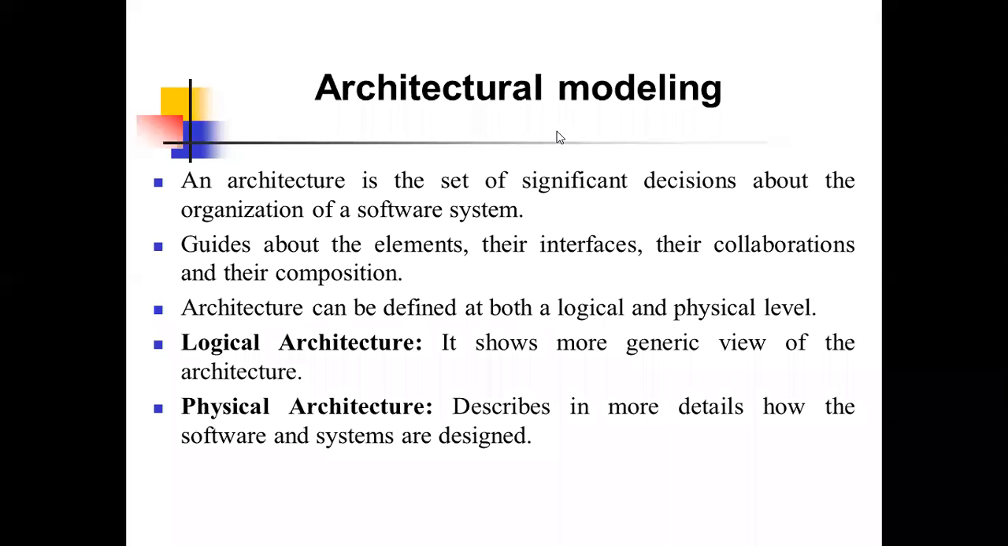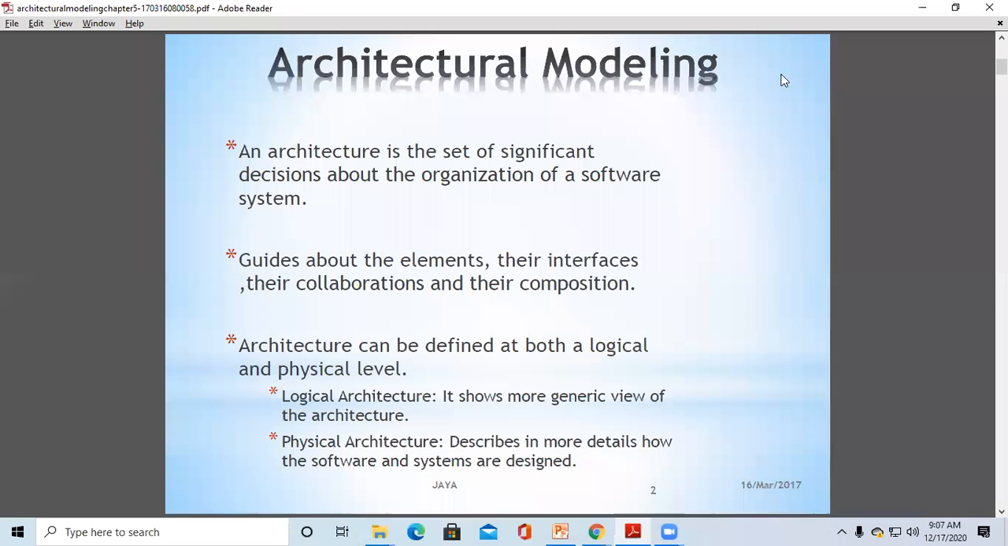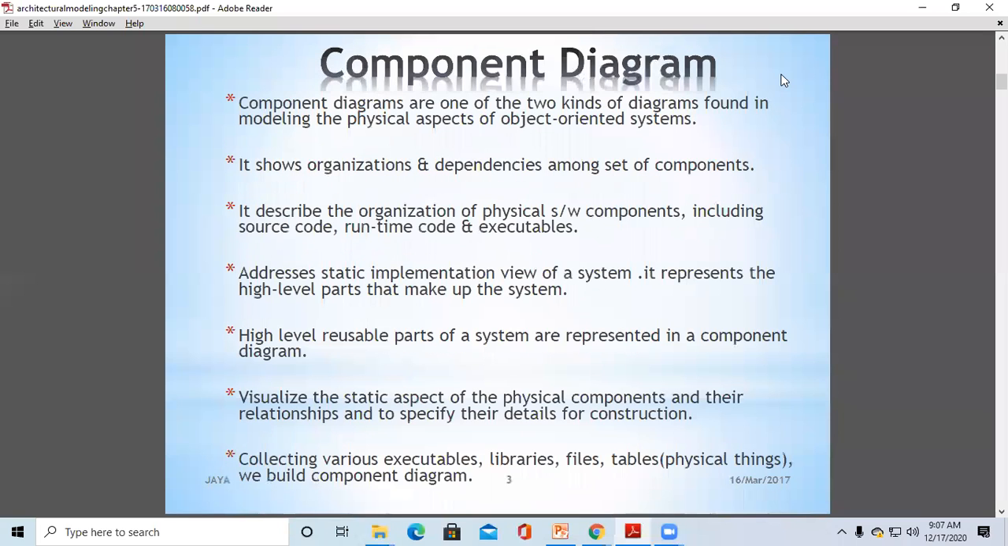We have seen the logical structure and the physical structure. Logical architecture shows the more generic view of the architecture, and the physical architecture describes in more detail how the software and the systems are designed. So this is about architectural modeling. For now, we have seen that there are two implementation diagrams: the component diagram and the deployment diagram.